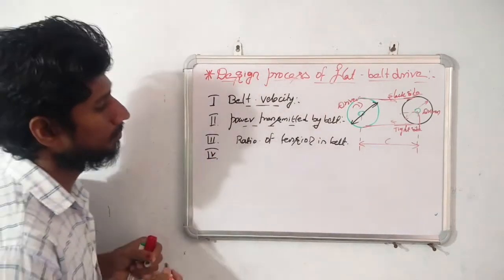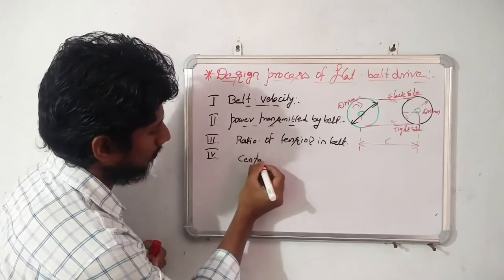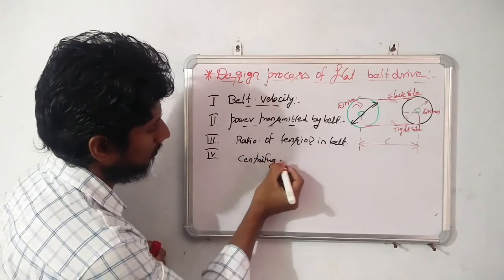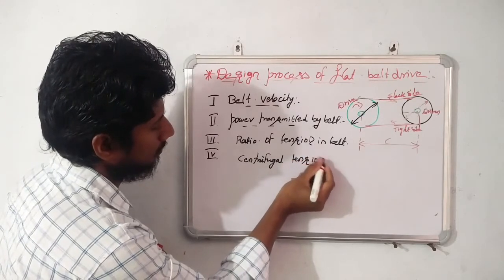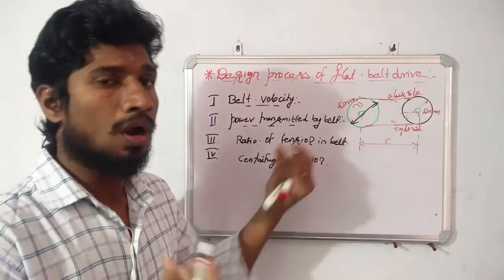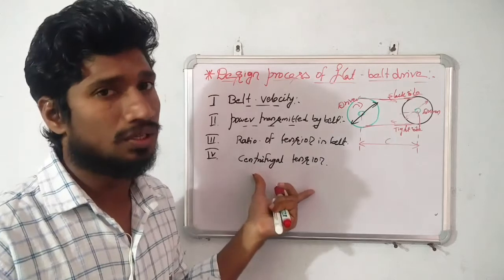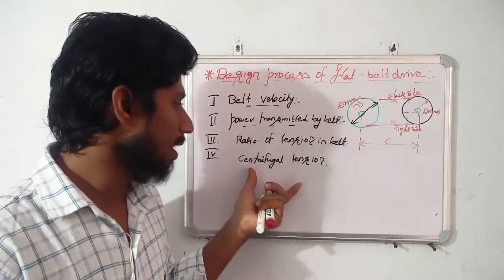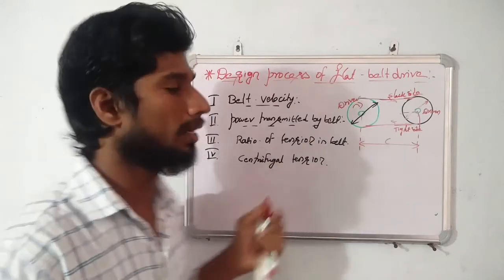fourth step is centrifugal tension. So in case of high velocity belts, we consider the centrifugal tension. In that condition, it is mandatory to find out what the centrifugal tension acting on the belt is.